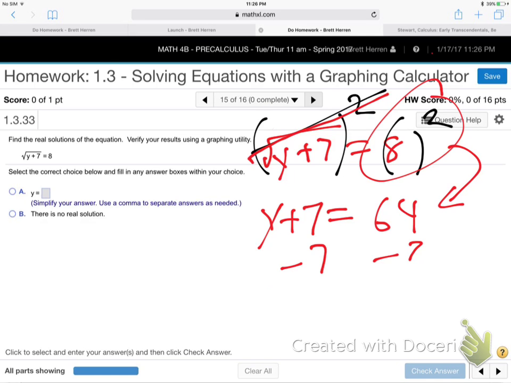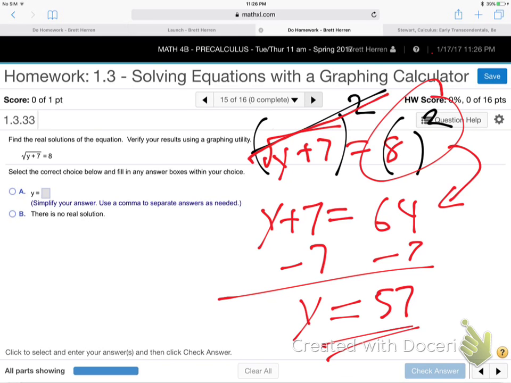Then it's easy. Just subtract 7 from both sides. Y equals, what's that? 57. And we're done. So that's all that's required on that problem. Let's go to the next one.